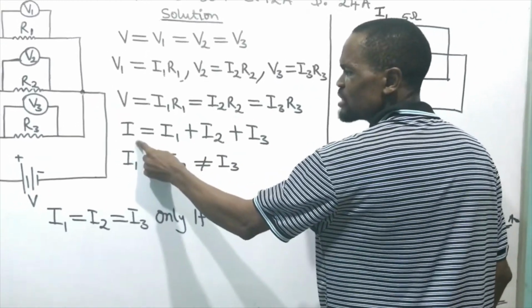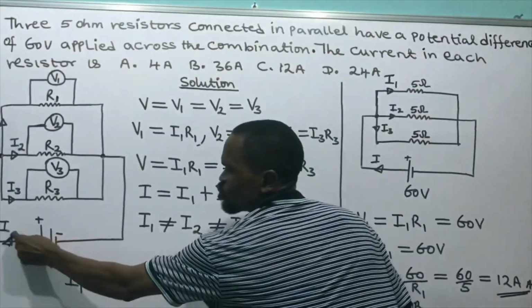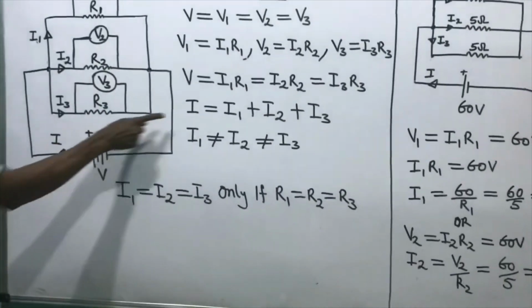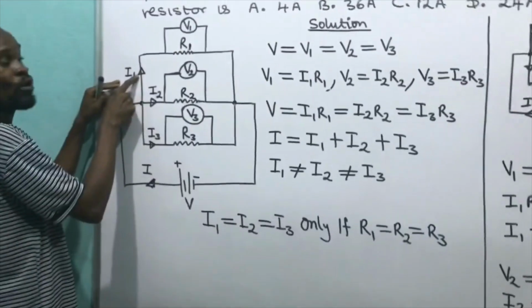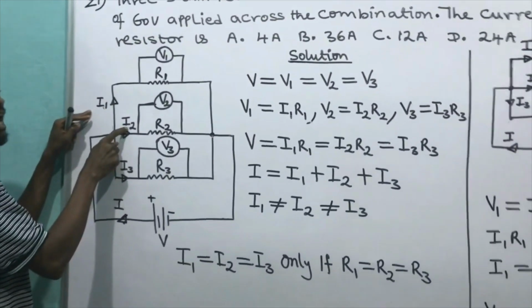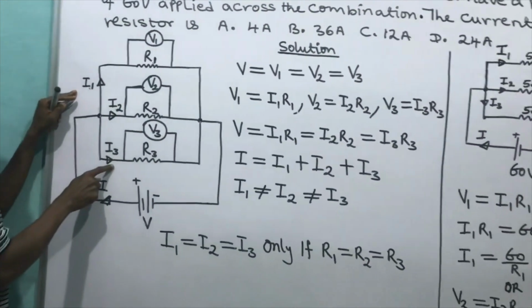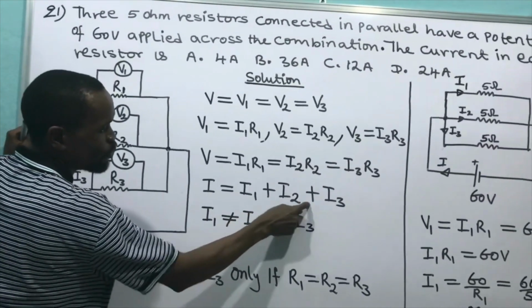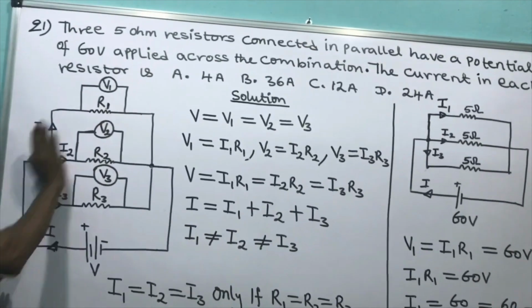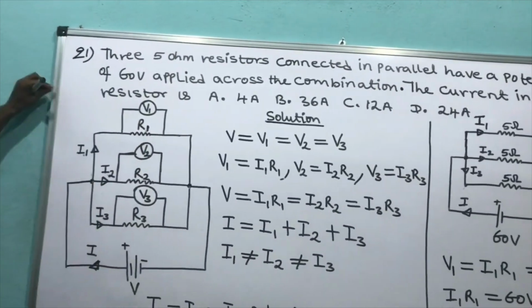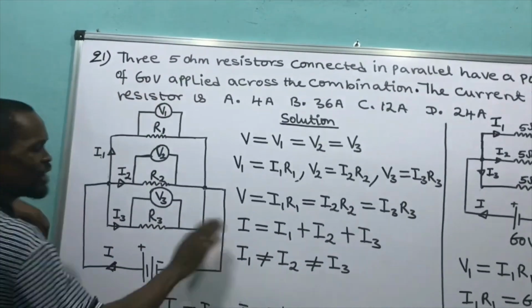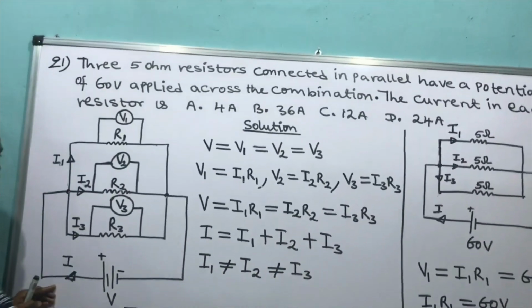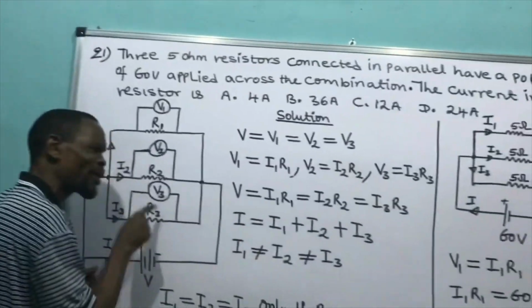Then another condition: the currents are not the same. Since the currents are not the same, look at the total current. The total current is equal to the current that goes to R1, plus the current that goes to R2, plus the current that goes to R3. Total current is equal to current 1 plus current 2 plus current 3. Because this total current splits here and goes here and here, and when we add them up, it gives us the total current that flows.